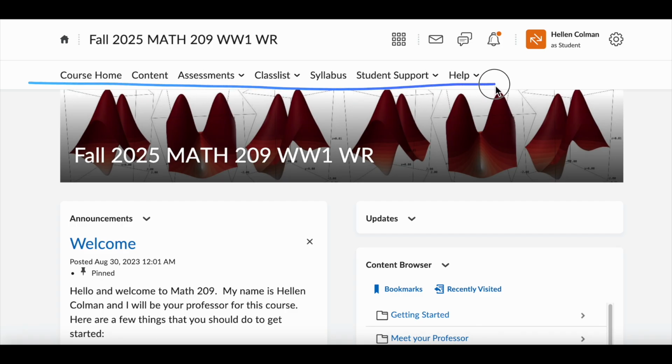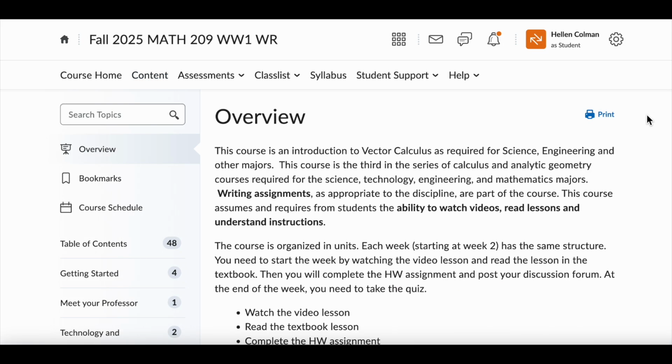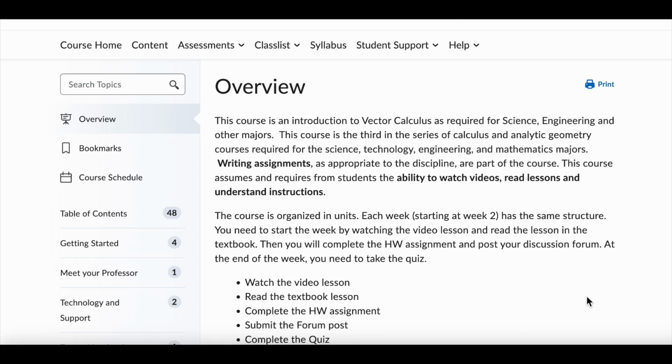In this upper navigation bar that we have here, we have several tabs that you need to visit. First, we are going to visit the Content tab. I'm going to click on Content, and this will take us to this other screen where we have another navigation bar, of which the first item is an overview of the class. So this overview will tell you essentially how this class is going to work.